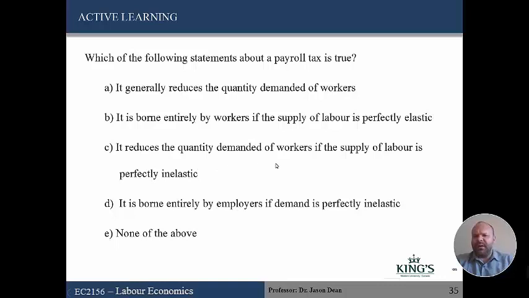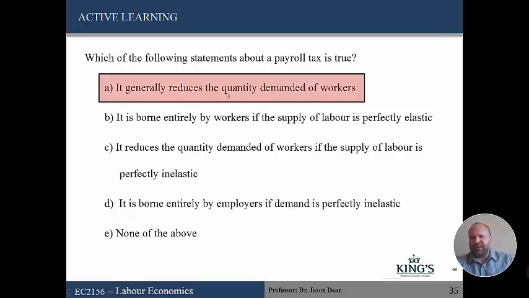It reduces the quantity demanded of workers if the supply of labor is perfectly inelastic, or it is borne entirely by employers if demand is perfectly elastic. Well, we just saw that it's borne entirely by employers if demand is perfectly inelastic. So the answer is A. It generally reduces the quantity demanded of workers.